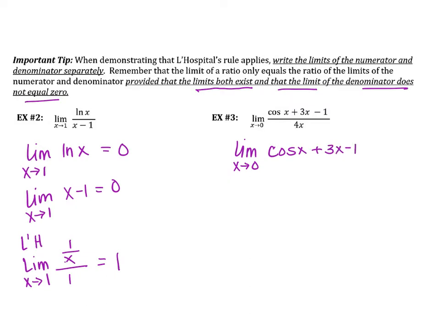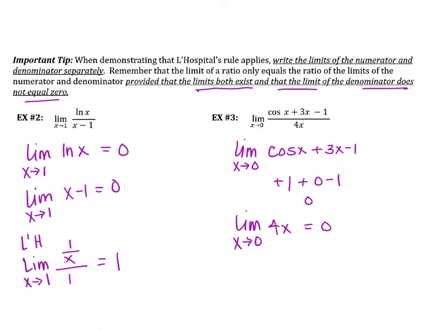If we substitute in here, that's going to give us positive 1. Goodness, I was thinking of pi. Plus 0 minus 1, so that does yield 0. And then if we look at the limit as x approaches 0 of 4x, that is also going to give us 0. And so here we can again do L'Hopital's rule.